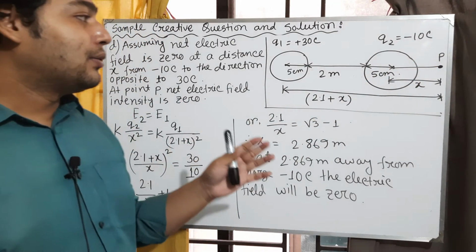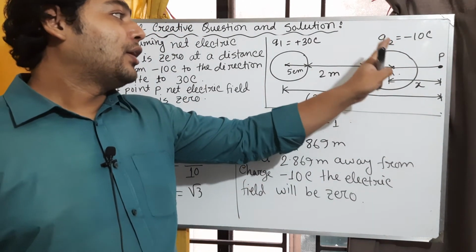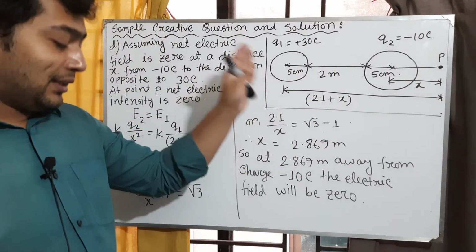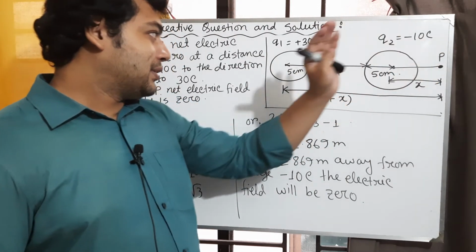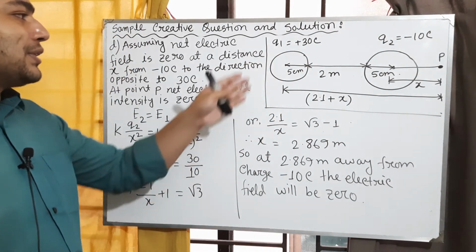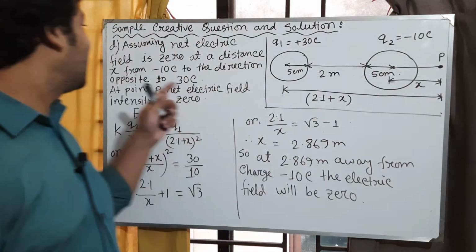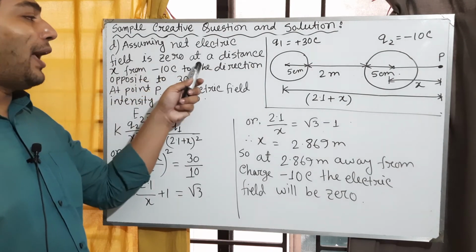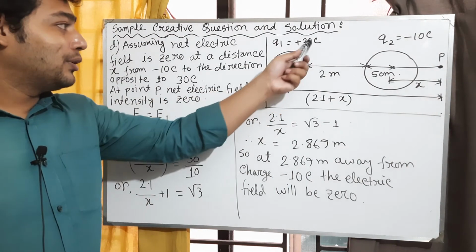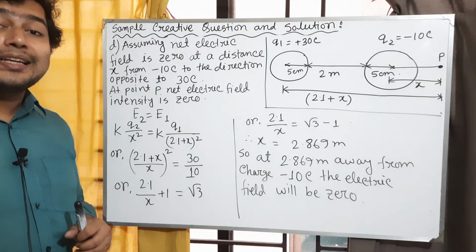Okay, so our neutral point, where electric intensity will be 0, is outward of this charge. Or we can say that the electric field intensity will be 0 on the opposite side of the charge, opposite to the greater charge. Okay, so here we assume that the net electric field is 0 at a distance x from minus 10 coulomb in the direction opposite to 30 coulomb. Okay, so at point P, net electric field intensity is 0.